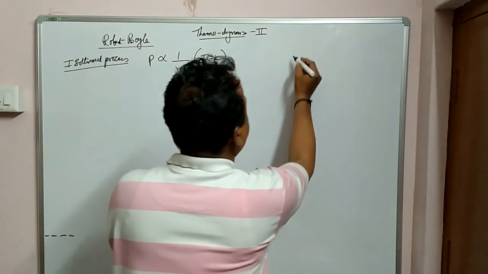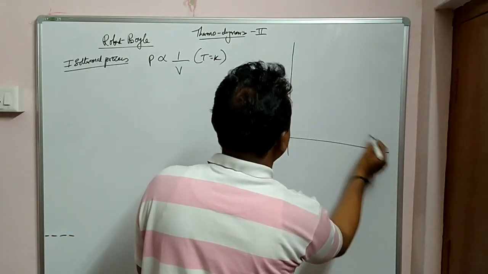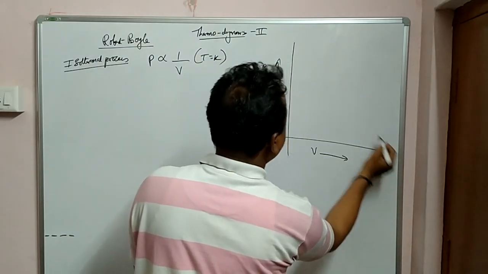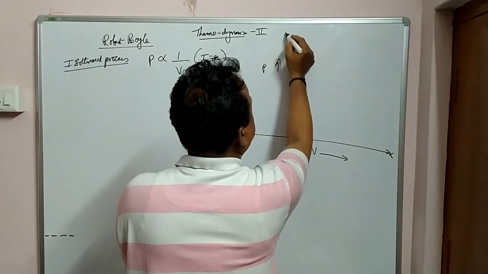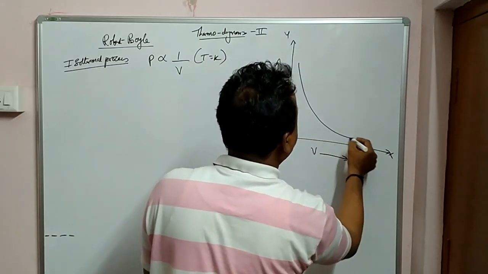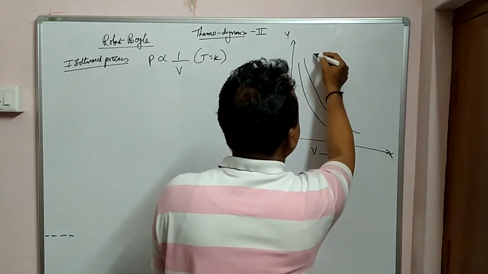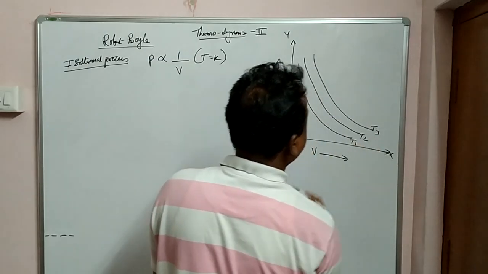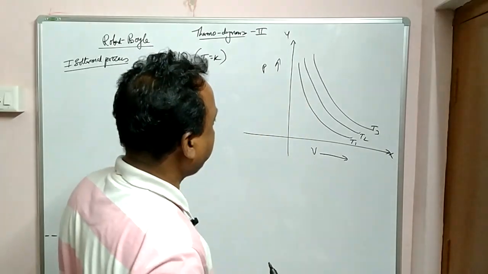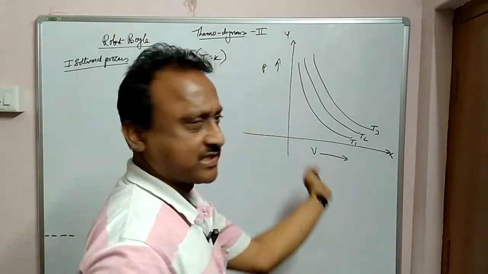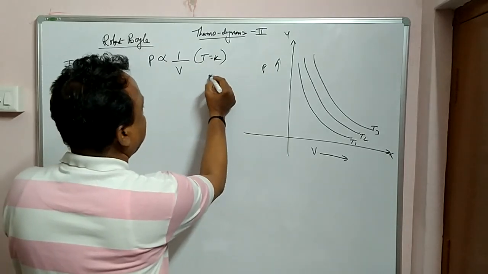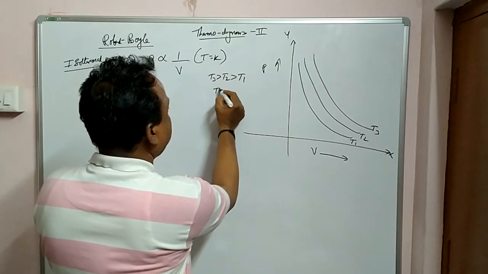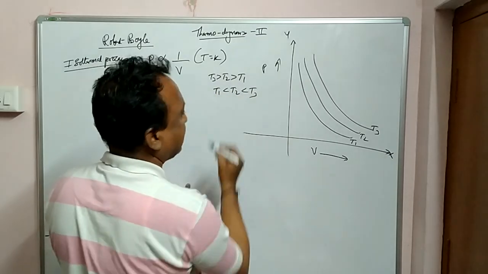Now, for example, if you draw a graph for pressure on the y-axis and volume on the x-axis, for different temperatures T1, T2, T3 degrees centigrade, you will get a graph in this fashion. From the graph, T3 is greater than T2 greater than T1, or T1 is less than T2 less than T3.